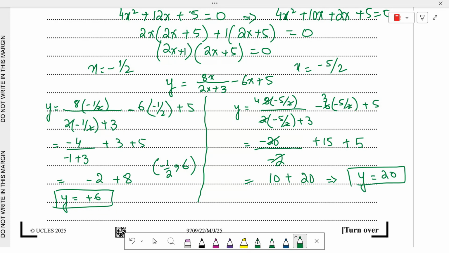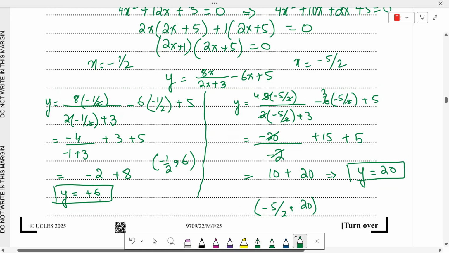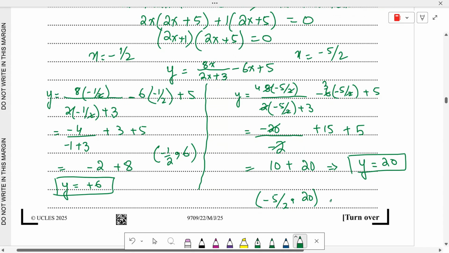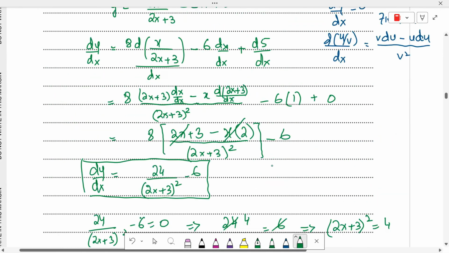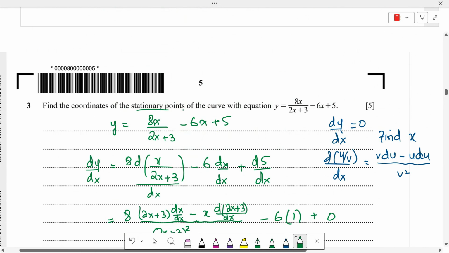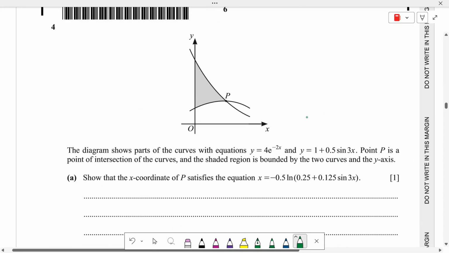For the x coordinate negative 5 over 2, this point is negative 5 over 2 comma 20, and y is equal to 6 for the x coordinate negative 1 over 2. So the second point is negative 1 over 2 comma 6. So these are the two stationary points for the given equation. Let's move to question number 4.